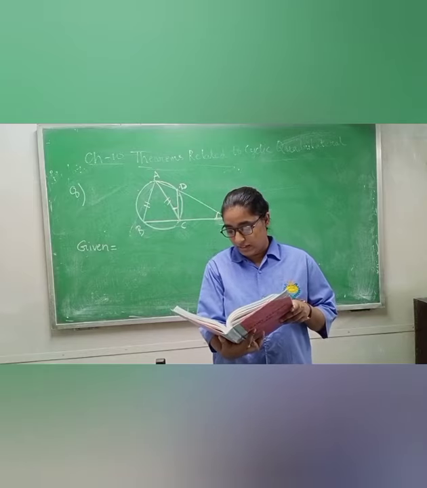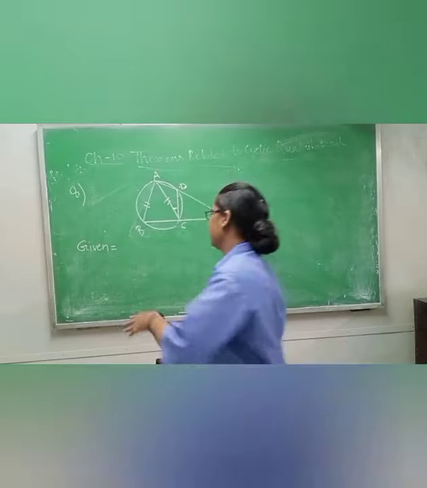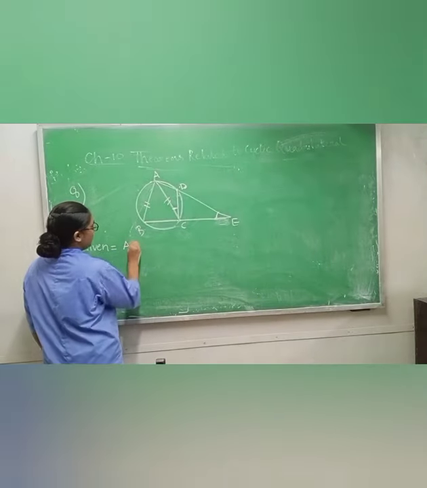If you will not write, the circumcircle will intersect A at the point D. Okay, I am writing only. It will be better for you.